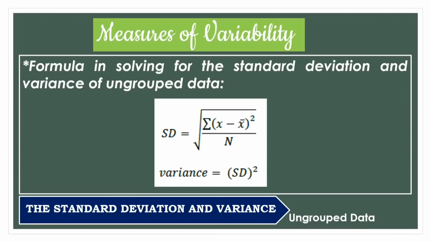And we have here our formula. The standard deviation is equal to the square root of the sum of the difference between x and the mean, the quantity squared, over n. For us to get the variance, we simply square the value of the standard deviation, so they are actually interrelated.